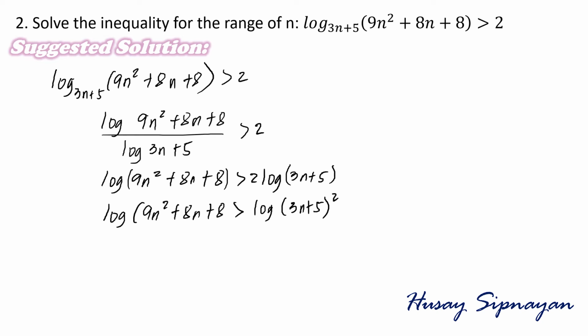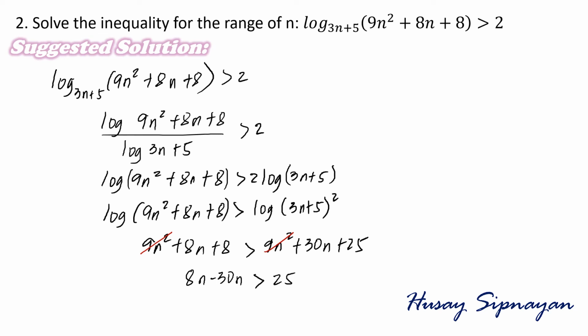This time, meron tayong dalawang logarithmic expression sa two sides ng inequality symbol with the same base. Gamit ang 1-to-1 property of logarithmic function, meron tayong 9n squared plus 8n plus 8 is greater than 3n plus 5 squared. Gawin natin, i-expand na natin ang 3n plus 5 squared. Meron tayong 9n squared plus 30n plus 25. I-simplify natin, combining similar terms. 9n squared minus 9n squared is 0. Sa left-hand side, meron tayong 8n minus 30n. Sa right-hand side, meron tayong 25 minus 8. Simplify pa natin, meron tayong negative 22n is greater than 17.